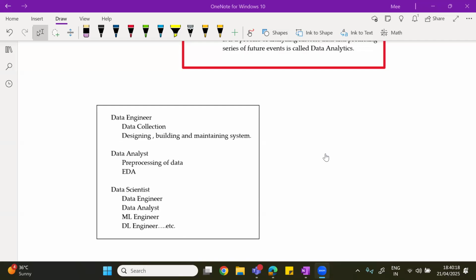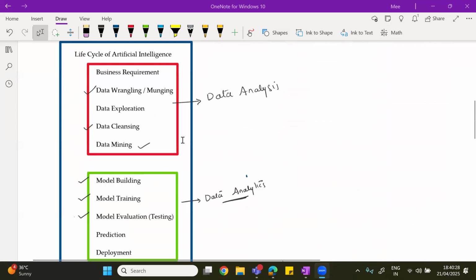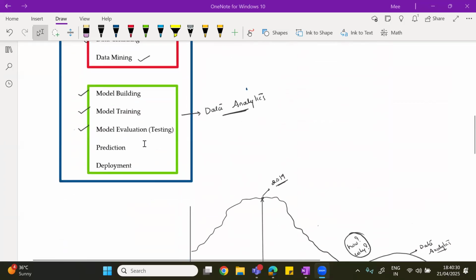Okay, I'm going to stop over here, guys, and let's meet tomorrow. I will explain in detail especially the wrangling, cleansing, and model building, and all these things. And after that, we will jump into Python.